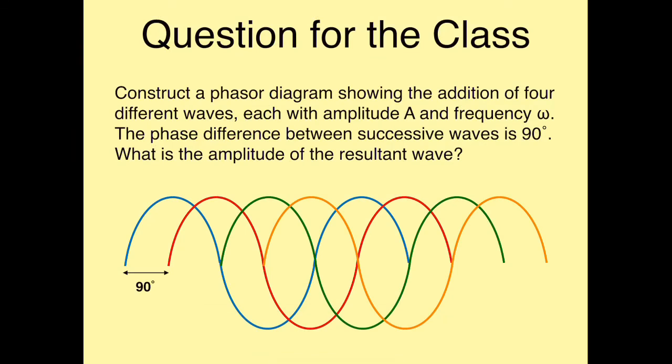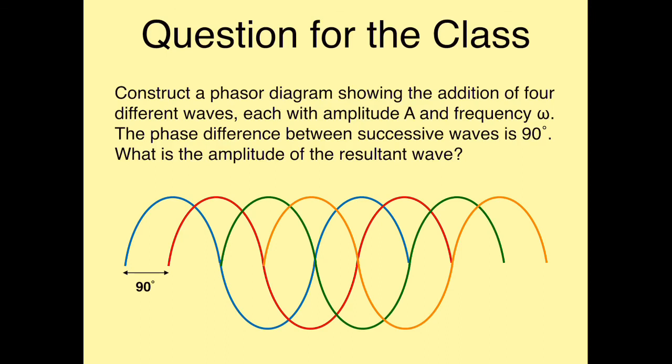Okay, so here's another one for you guys to think about. Construct a phasor diagram showing the addition of 4 different waves, each with an amplitude A and a frequency omega. The phase difference between the successive waves is 90 degrees. So we have 4 different waves like this. Each one is 90 degrees out of phase with the previous. The question is, what is the amplitude of the resultant wave?